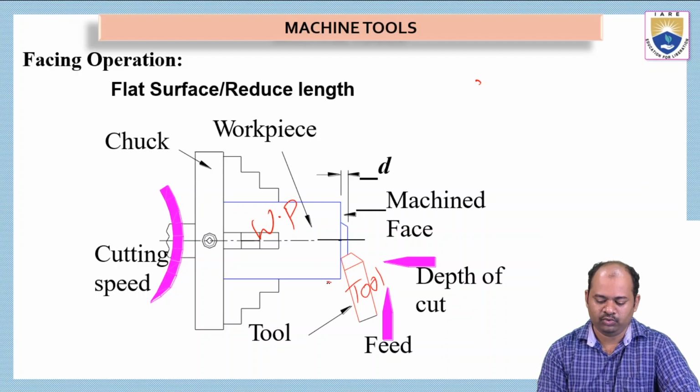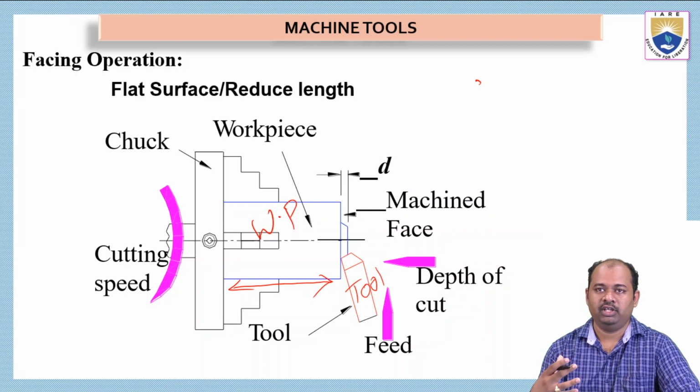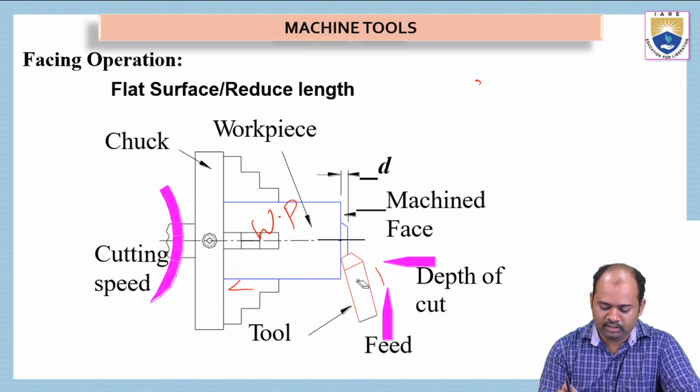Okay, it will not remove the length. Okay, it will not remove the diameter. It will not decrease the diameter. It will only make the surface smooth. Okay, so this is how it is done. The facing process is done like this.